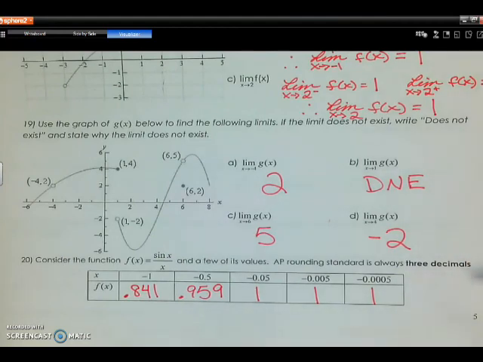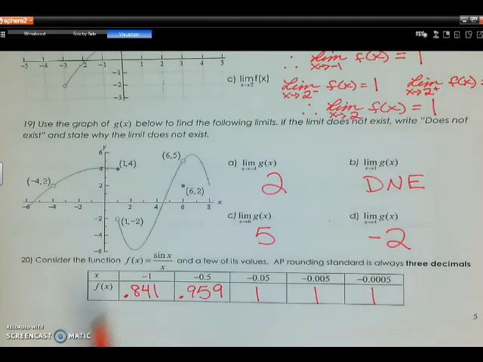So note that AP rounding is always to 3 decimal places. So for this class, from now until forever, we will be rounding to 3 decimals. The only exception is if it is money or if it specifically asks you to round to the nearest person or something like that. But 3 decimals is AP rounding standard.